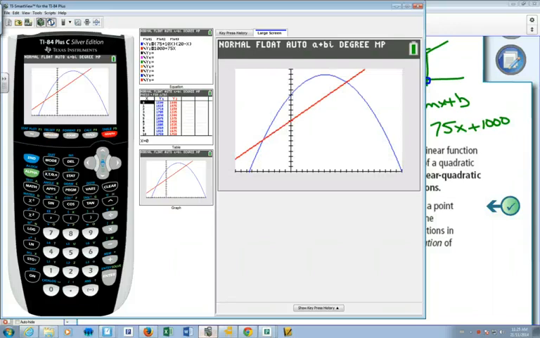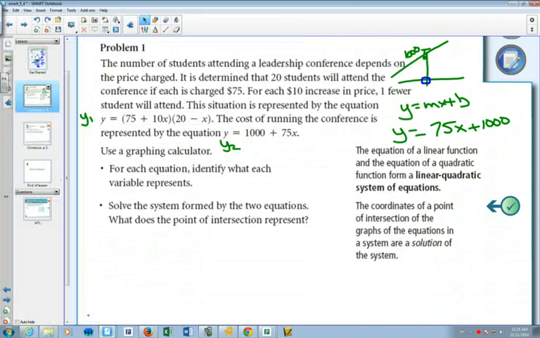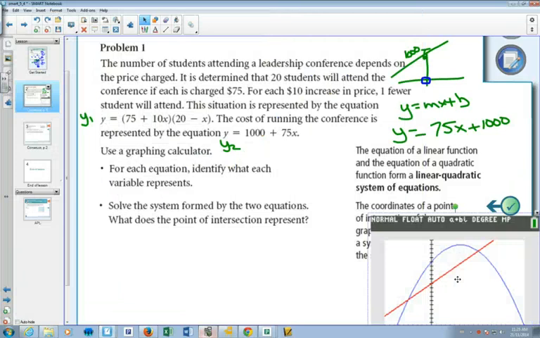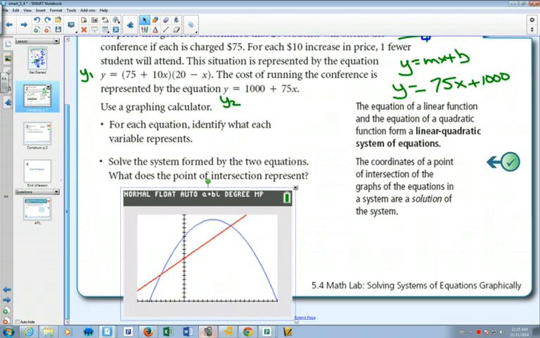Go back to our graph. Did it drag in there for me? No, it didn't. There we go. So this is a case where it intersects twice. Our parabola intersects with our line at 2 points. And our calculator can find out what each of these two values are quite easily.